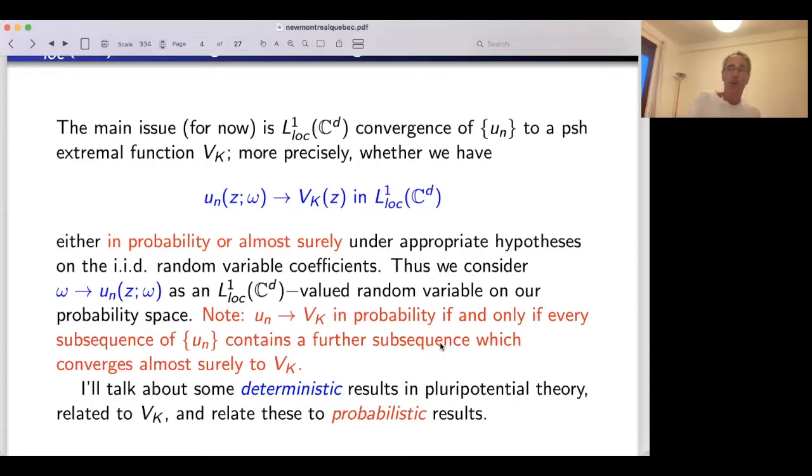Okay, so you'll see subsequences of subsequences coming in at some point. The overall outline of my talk is we're going to talk about some deterministic results in so-called pluripotential theory of plurisubharmonic functions related to this mysterious target function v sub k that I haven't defined yet. And then we'll relate these deterministic results to some probabilistic results.